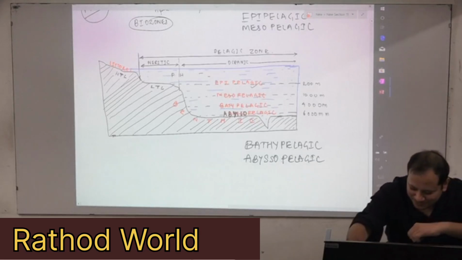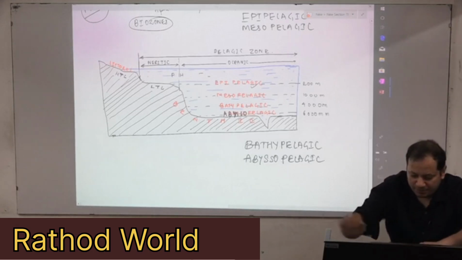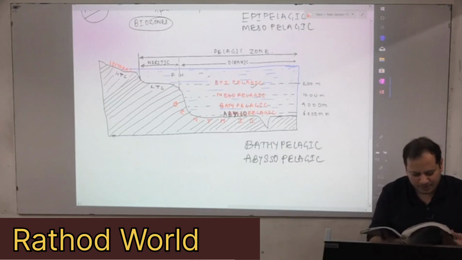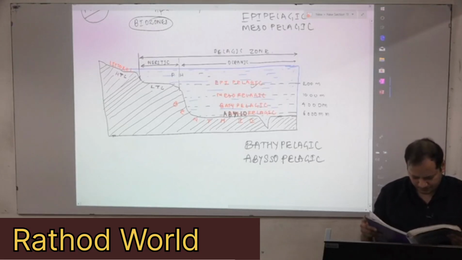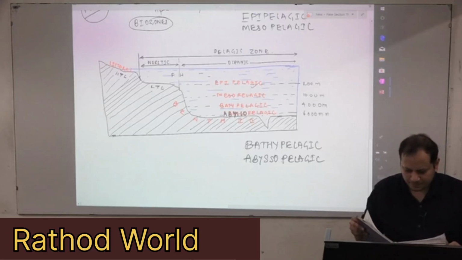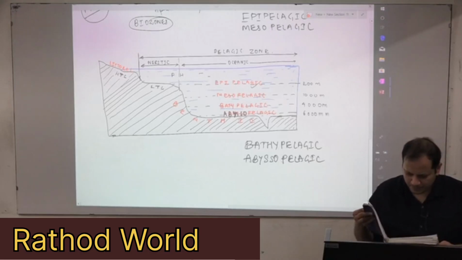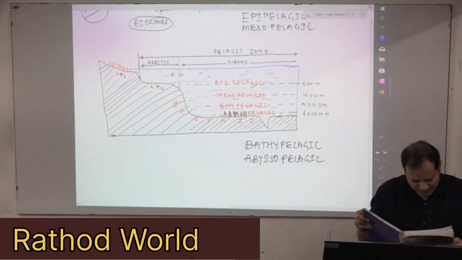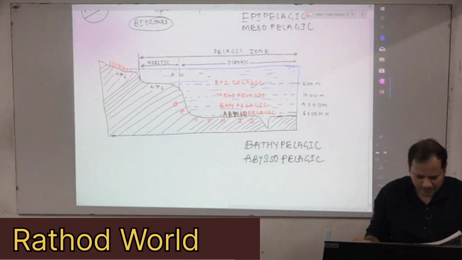Next point, mesopelagic. From the depth of 200 to 1000 meters, the amount of sunlight decreases, and some dispersed sunlight is available.